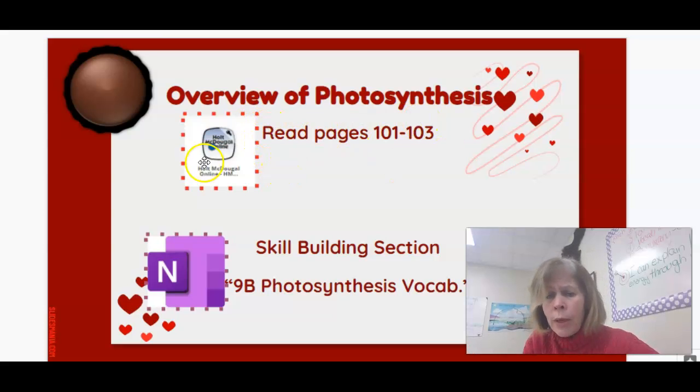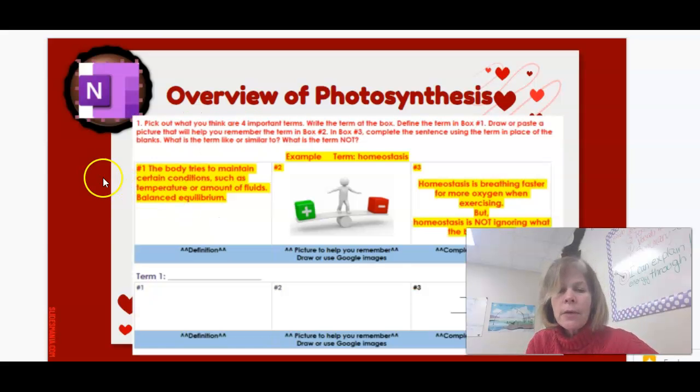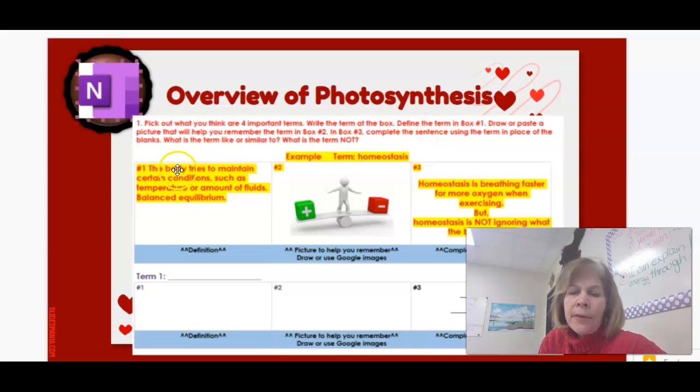So read that, and then in your skill building section of your notebook, on the page titled 9B Photosynthesis Vocab, you are going to be doing what I call Tri-Boxes. Not try as in T-R-Y, although I do want you to try, but tri as in T-R-I, as in 3. Okay, and so here's what a snip of your page looks like. And I did an example of a tri-box for an old term we have.